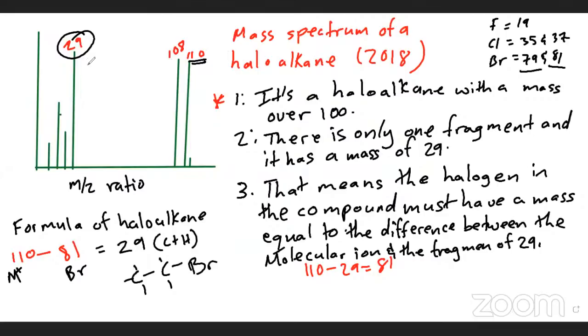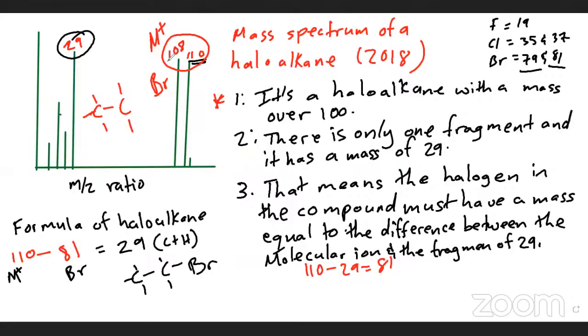The reason we did this: they're asking how we know which halogen it is. When you look at this, these two here are actually molecular ions. They are not fragments. So these two are bromine atoms. Good. The only fragment you have is 29, so the only number of carbons present in the compound is 2. That is why we just subtract it. To know which halogen is present, all we had to do was subtract 29 from the molecular ion. Is that clear?